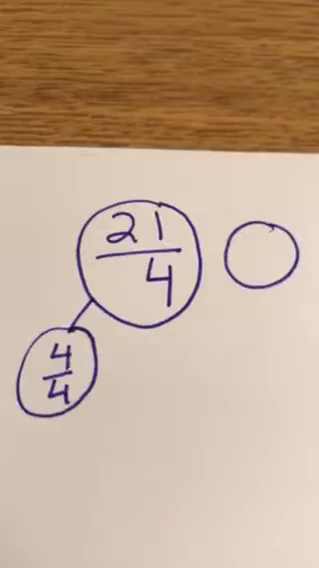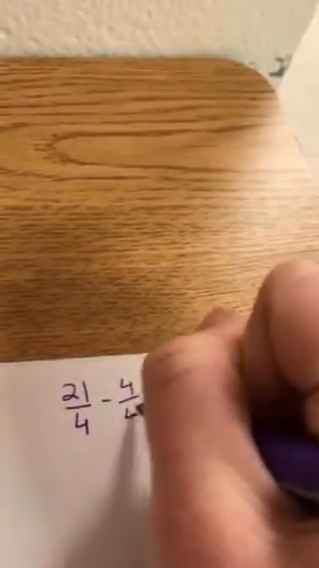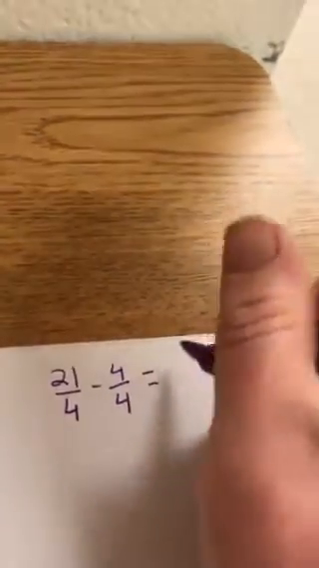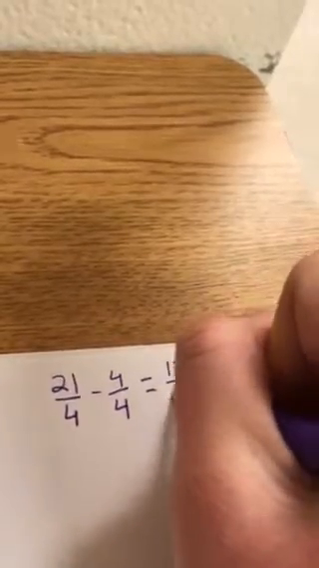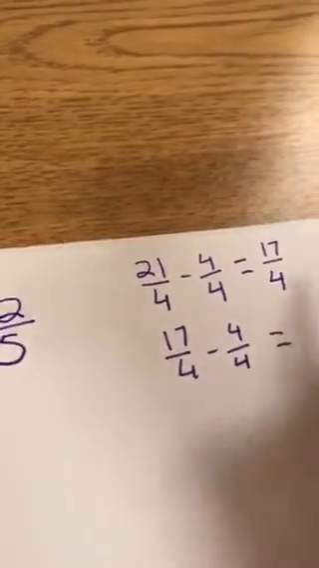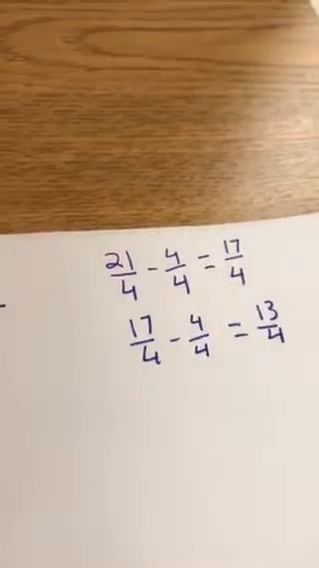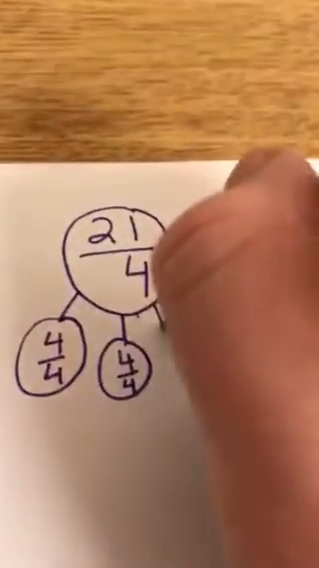Now I need to see, do I have enough to take out any more wholes? Well, I had 21/4 and I've taken away 4 fourths. So I'm going to have 17/4 remaining. So I can take out another one. So I'm going to take out another 4 fourths. Let's see how much I have left now. 17/4 minus 4 fourths is going to be 13/4. So do I have enough to take away another 4 fourths? I do.